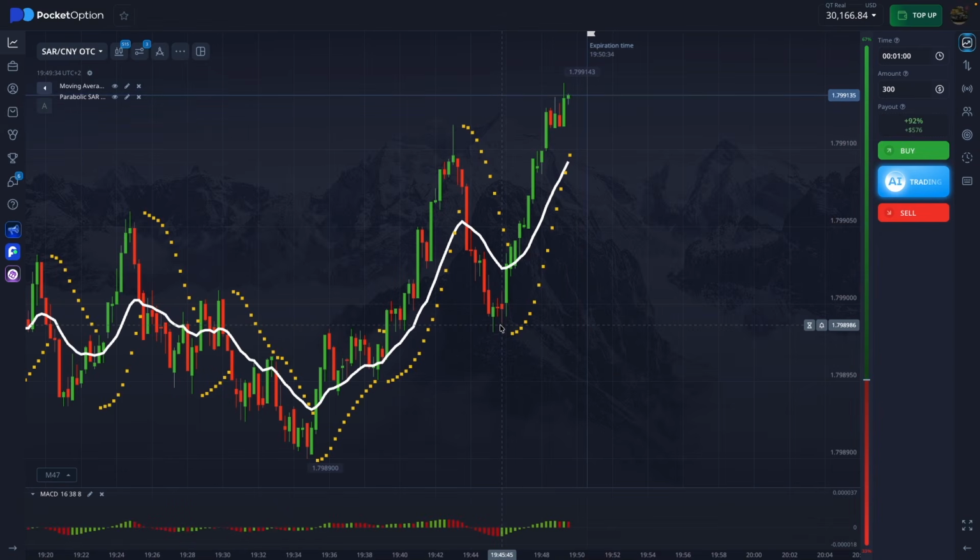This is how my workspace will look today. This is what it all looks like. And now I have everything set up and can gradually move on to explaining the strategy.